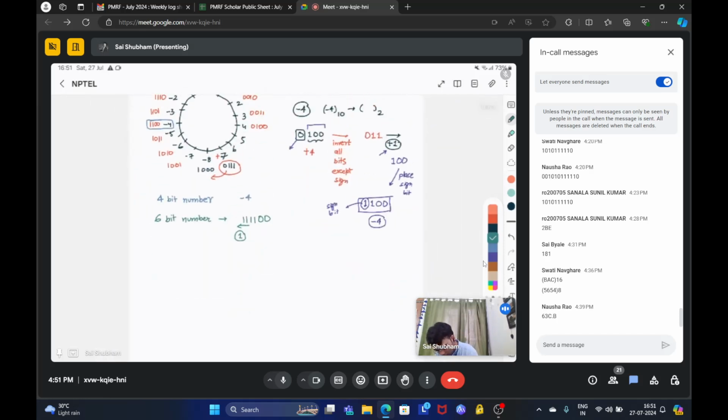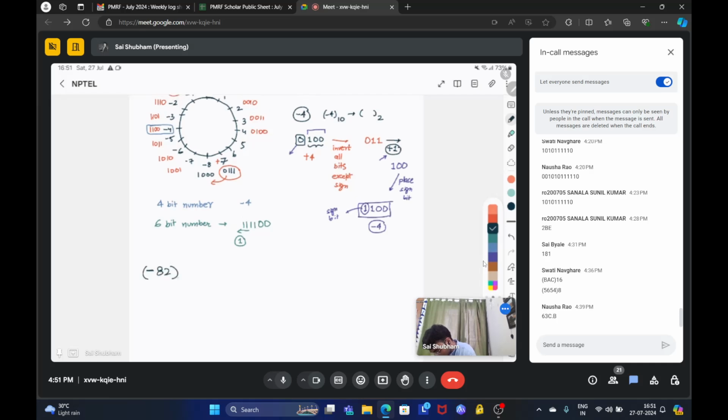So now can you represent this number? Minus 82 in 10 bits, or in 8 bits. So this is your question.